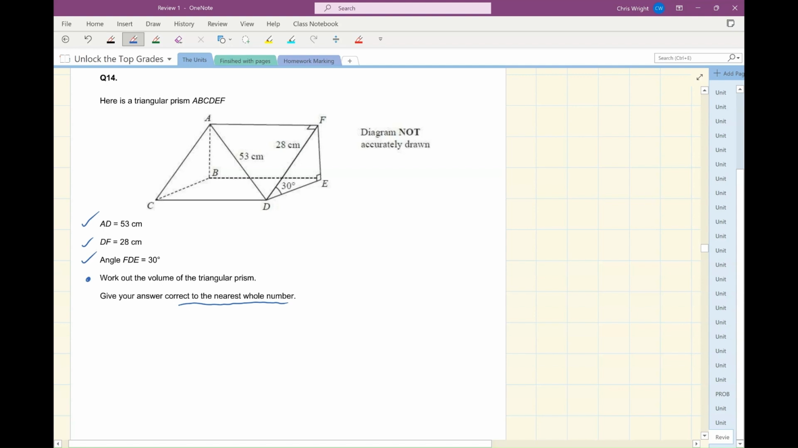Right, well, if I want to know the volume of the prism, I'm going to need to know the area of the end. So here's the end. It's a right angled triangle. This length is 28. 28 here. That's DFE. That angle is 30. So to work out the area of this right angled triangle, I'm going to need to know its base, which I'll call x, and I'll need to know its height, which I'll call y. How am I going to find x? So I could use trigonometry, couldn't I? It's cos, isn't it?